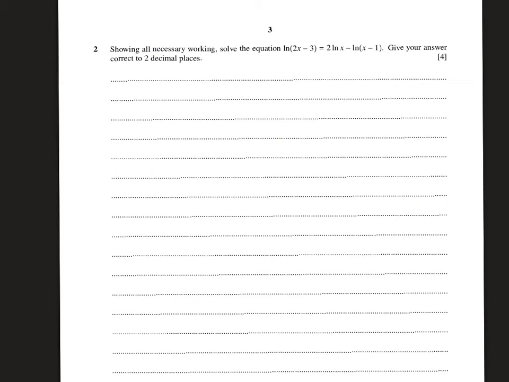The second question says, showing all necessary working, solve the equation ln(2x minus 3) equals 2 ln x minus ln(x minus 1), and we are required to give the answer correct to 2 decimal places. Okay, so let's get started. We have this expression: ln(2x minus 3) equals 2 ln x minus ln(x minus 1).